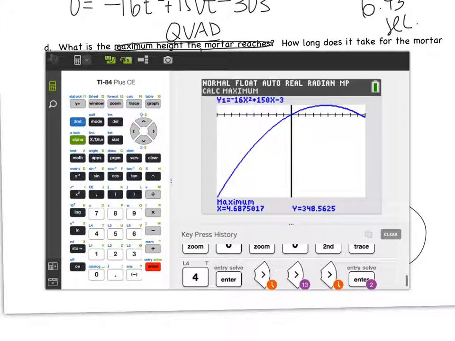So this is just another option for finding the maximum or minimum. If you prefer to do it by hand, you're welcome to, or you can use the calculator. Again, if you have any questions, please bring them to class tomorrow.